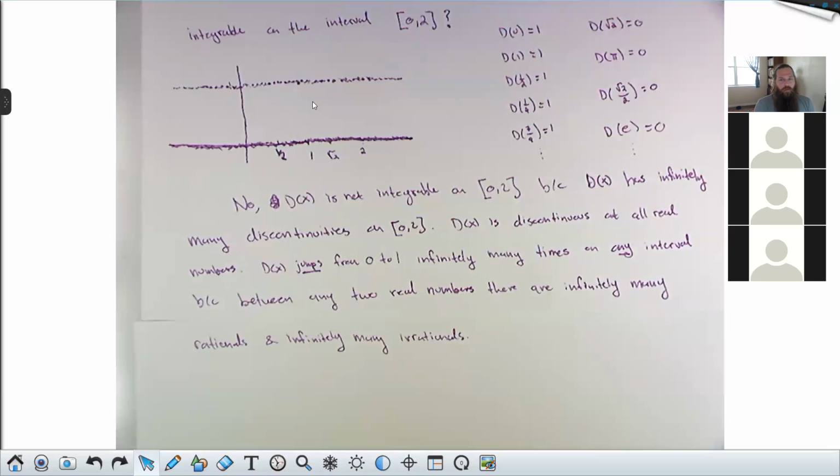So this function is discontinuous everywhere, which means that there's no piece that has a width, right? There is no solid stretch up here. There is no place where this graph up here is solid.